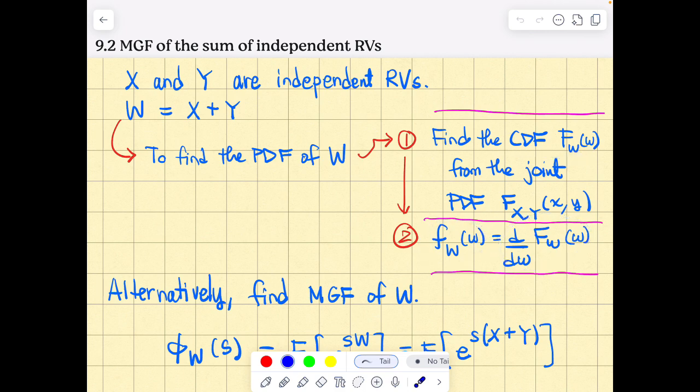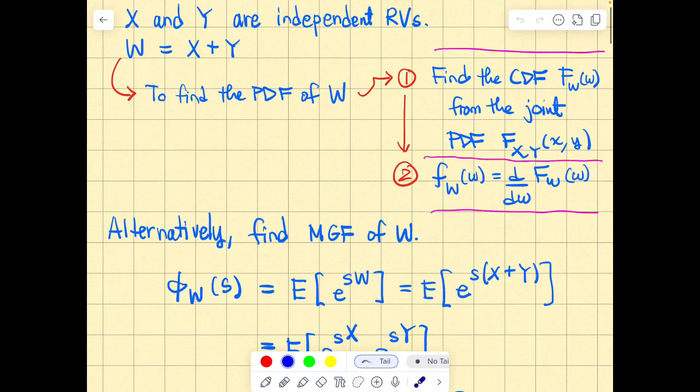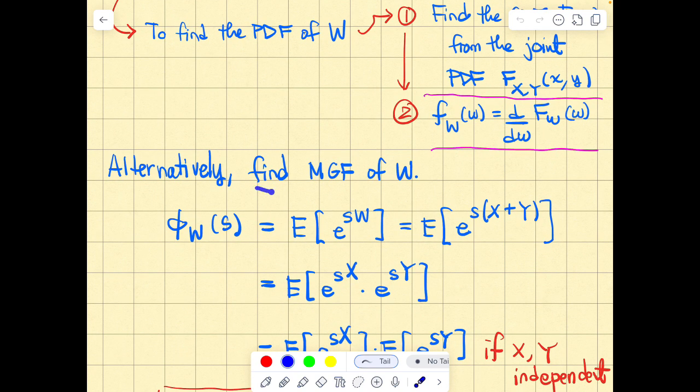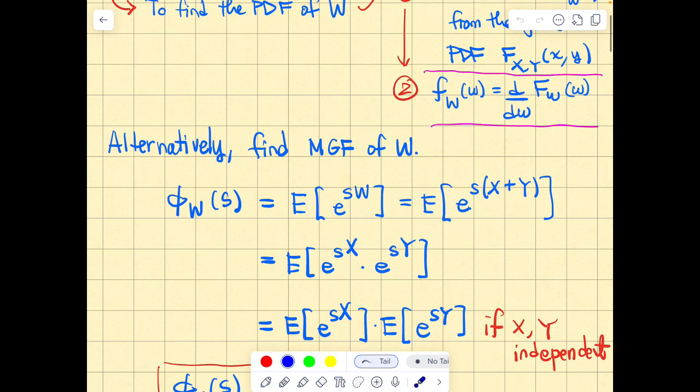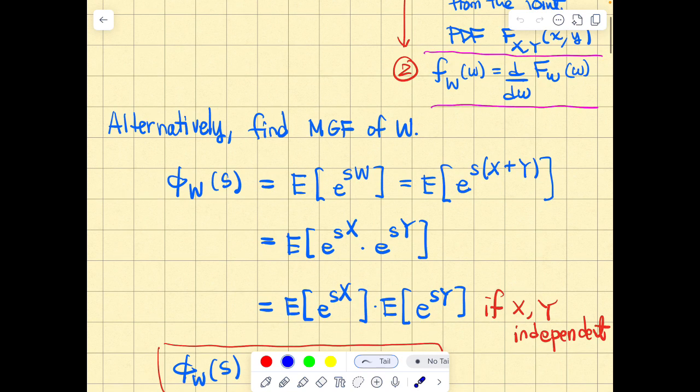So there are many steps to get to the PDF, and then from the PDF you can find the moment. However, you can also find the moment generating function of W. This is a lot easier if you know the moment generating functions of X and Y. We use phi to denote the moment generating function of random variable W with argument s. What is the definition of this MGF? It's the expectation of e to the power of s multiplied with random variable W. Basically you average this over the PDF of W.